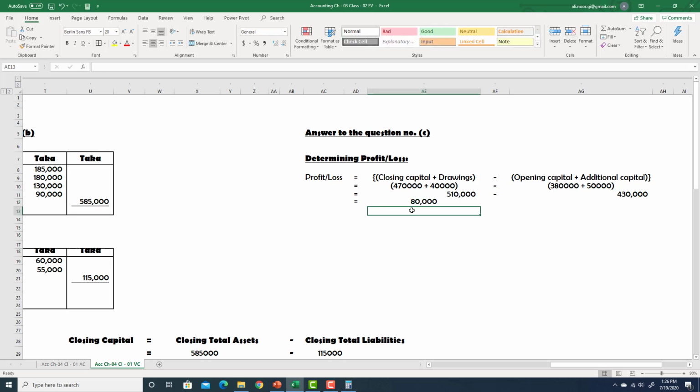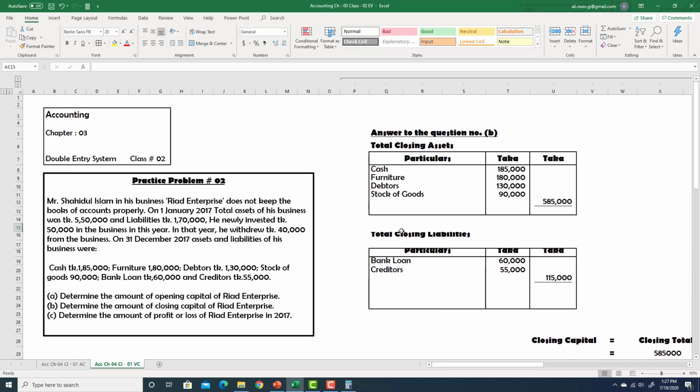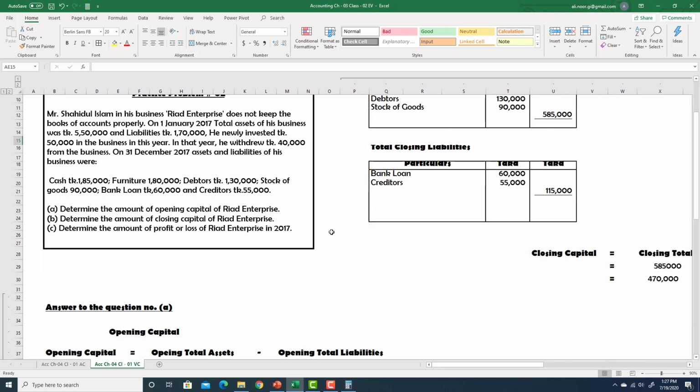How can I understand that this is my profit? Because the balance is positive: the beginning portion of the formula is larger than the ending portion. So we can say this is my profit, taka 80,000. Done. So this is the total solution of this creative question.